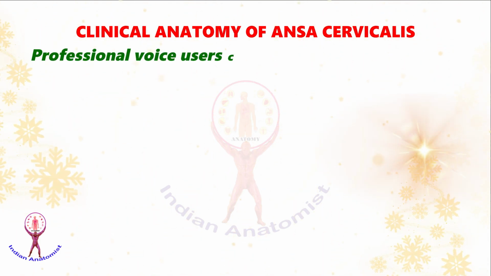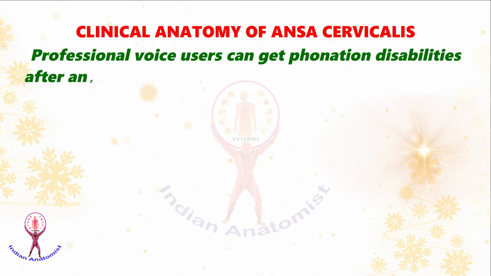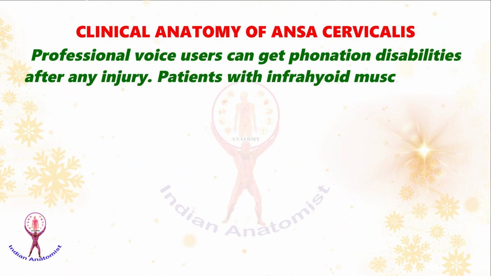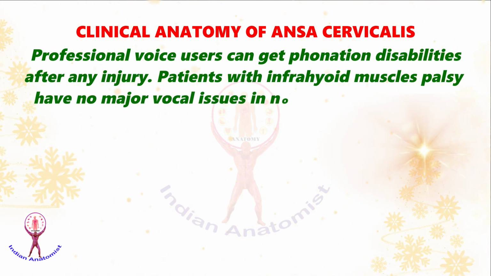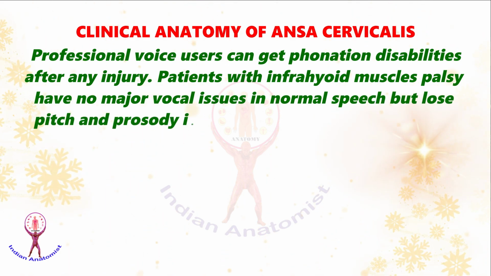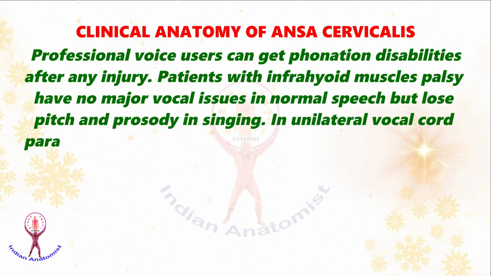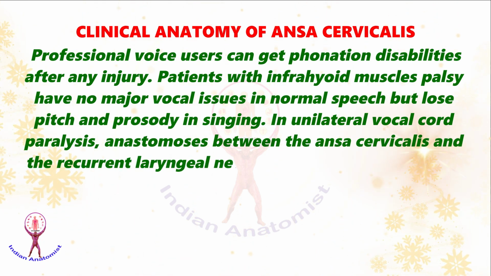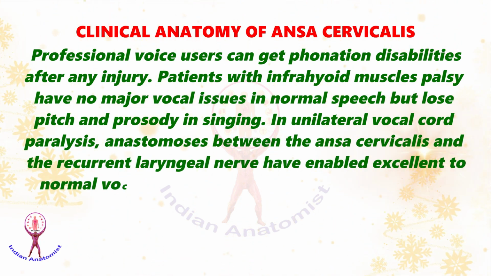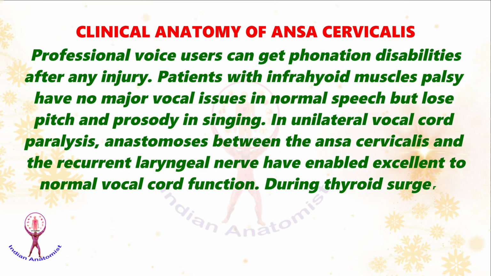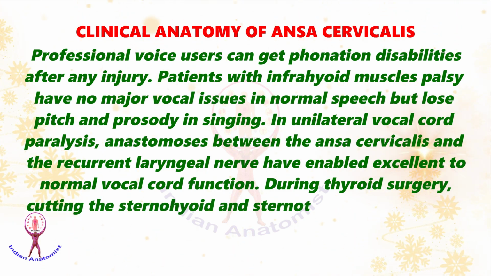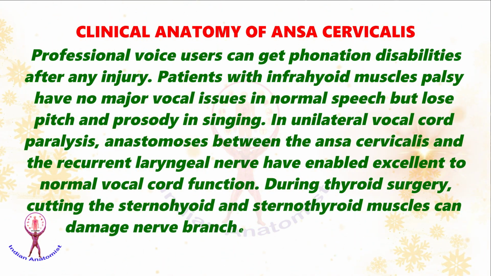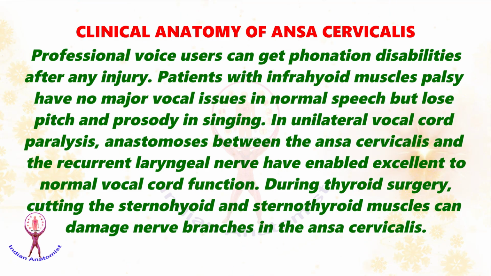Professional voice users can get phonation disabilities after any injury. Patients with infrahyoid muscles palsy have no major vocal issues in normal speech, but lose pitch and prosody in singing. In unilateral vocal cord paralysis, anastomosis between the Ansa Cervicalis and the recurrent laryngeal nerve have enabled excellent to normal vocal cord function. During thyroid surgery, cutting the sternohyoid and sternothyroid muscles can damage nerve branches in the Ansa Cervicalis.